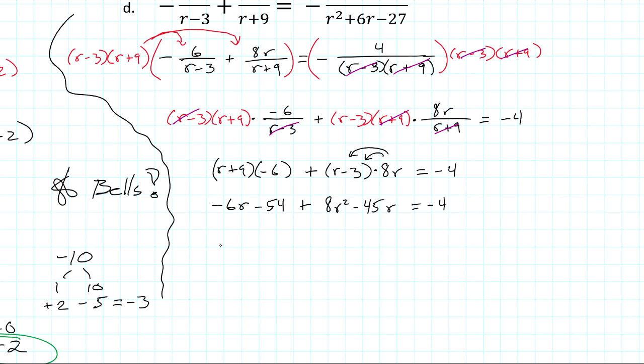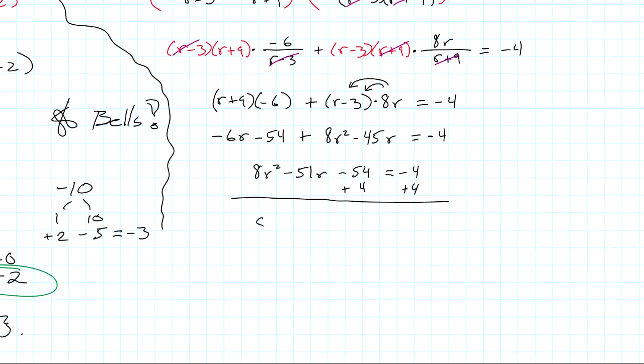Let's combine like terms first. We've got 8r squared. Put that squared term first. We'll have minus 30r, the minus 6r and the minus 24r. We'll have a minus 54 equals negative 4. If you did both of these steps in the same move, that's totally fine. I'll add the 4 to both sides, leaving myself with 8r squared minus 51r minus 50 equals 0.